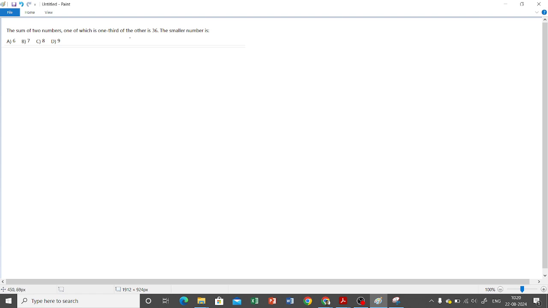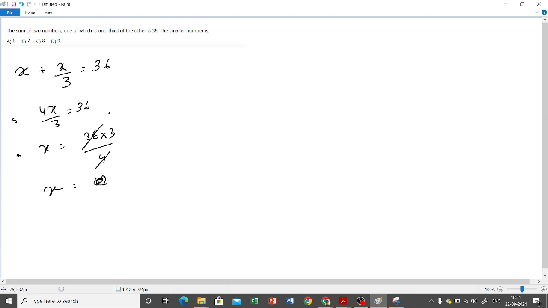The sum of two numbers, one of which is one third of the other, very easy. Take one as x, then the other is x/3. The sum of the two is 36. So 4x/3 equals 36. Then x is 36 into 3/4, which is 27. So if x is 27, x/3 is the smaller number, 9. Understood?